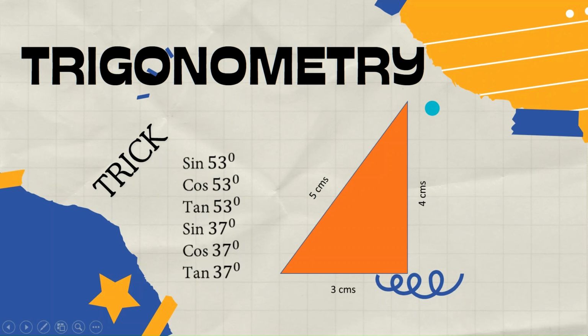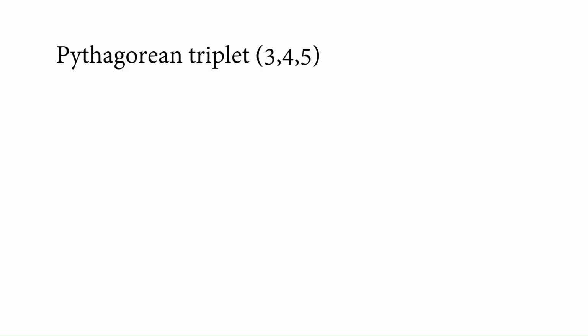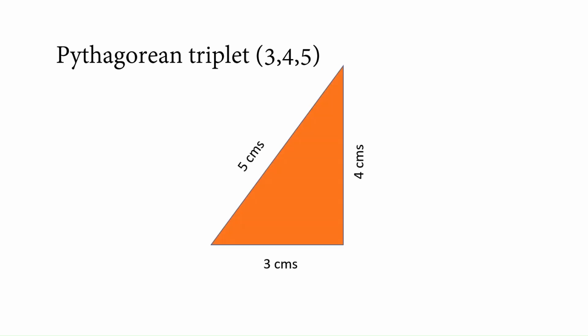In this video, we'll see how to find the values of trigonometric ratios for 53 and 37 angles. For that, first we have to consider the Pythagorean triplets, and the first set of Pythagorean triplets is like 3, 4 and 5. When we draw a right angle triangle for this triplet, it will look like this.